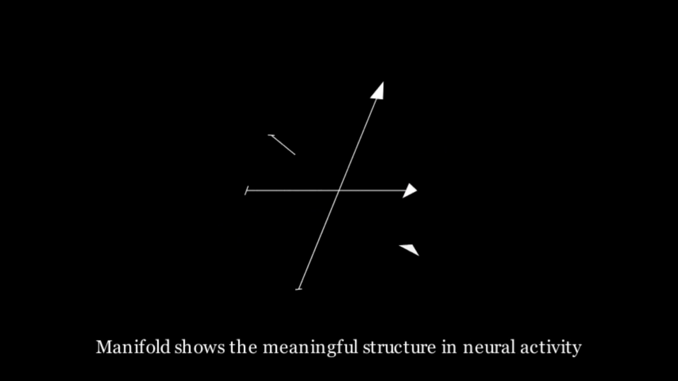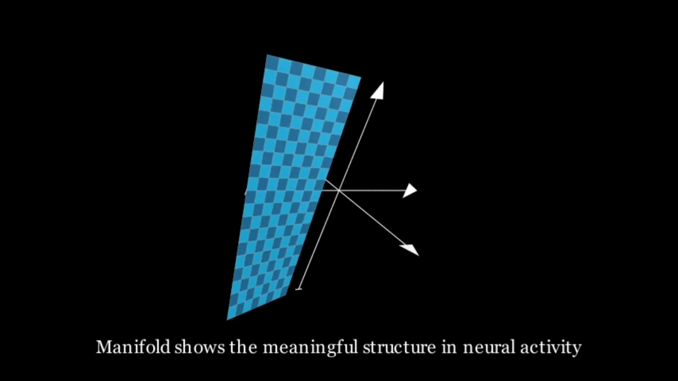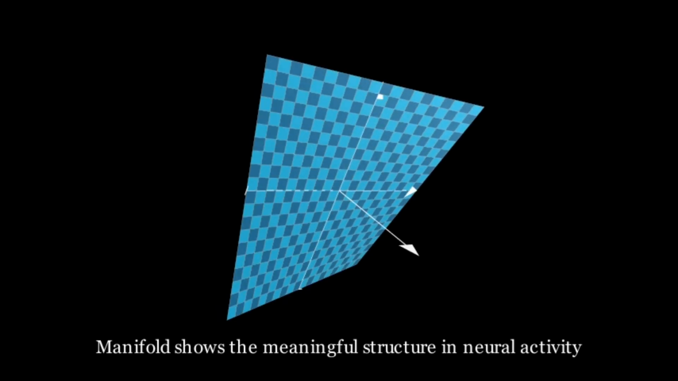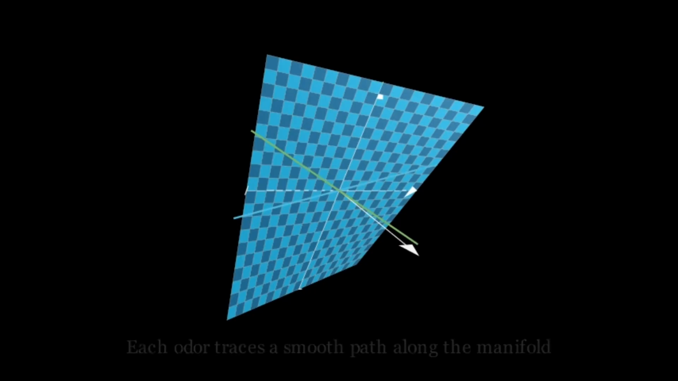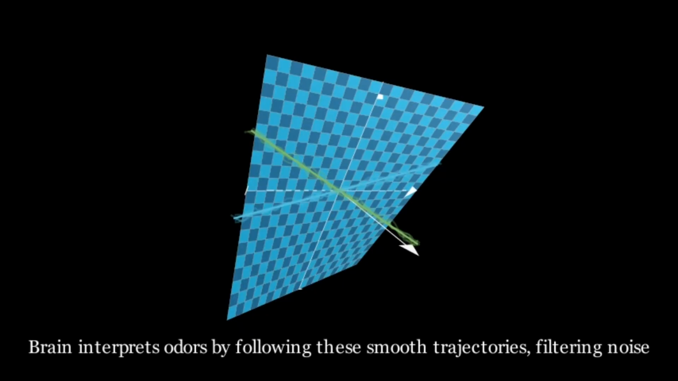Through this framework, the brain can reliably encode odor identity. Rather than reading exact patterns of neuron activity, it can interpret odors based on the shape of the trajectory along the manifold. Noise is effectively filtered out, highlighting the essential relationship between neurons and showing that population-level dynamics, rather than individual neurons, carry the critical information.